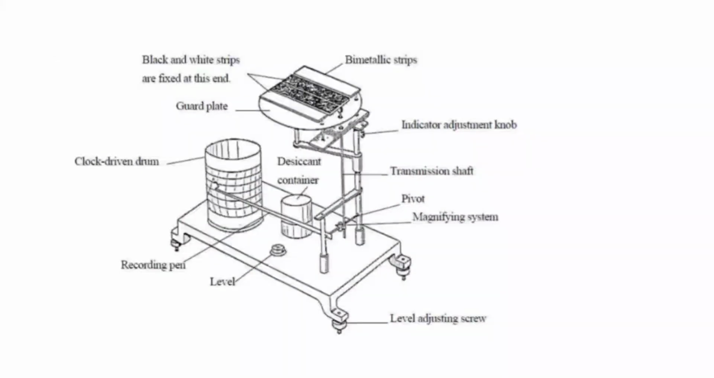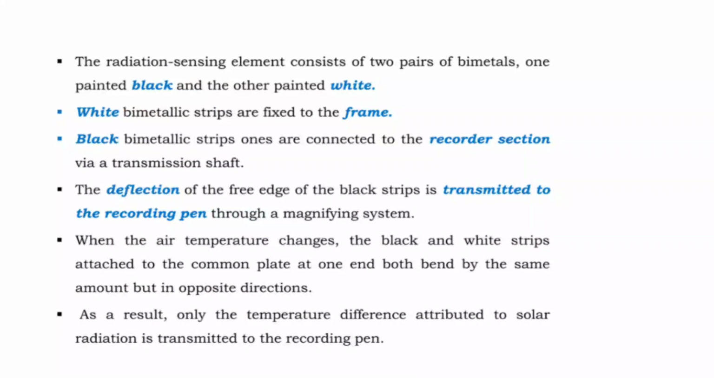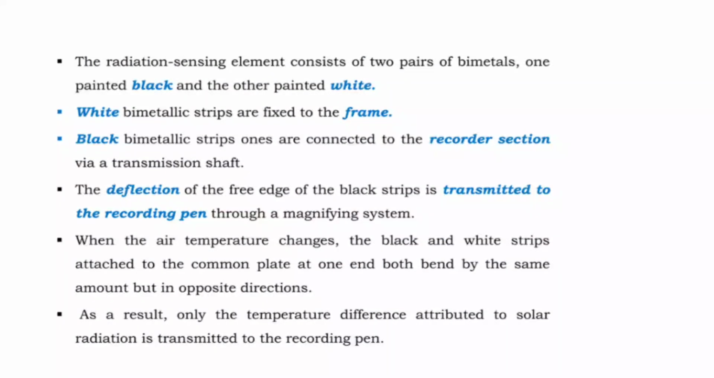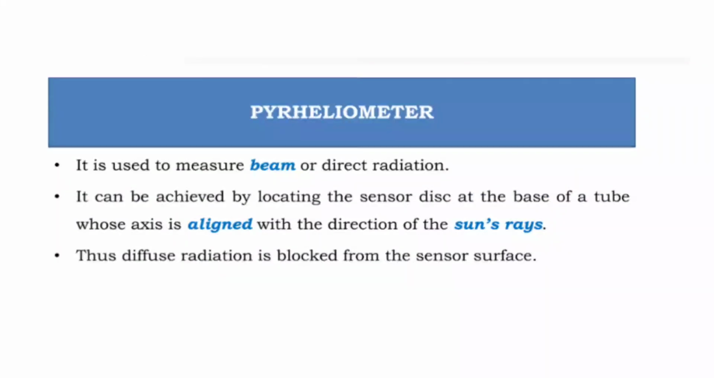Next, this is a diagram showing the radiation sensing element also. The bimetallic strips are fixed in a frame, as I showed you, and everything is arranged so that there will be no vibrations.